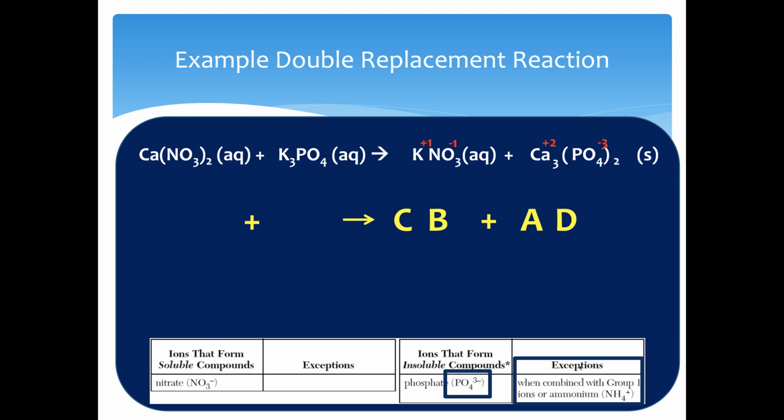Now let's balance. We have 3 calciums on the right, so we put 3 calciums on the left. We have 3 times 2 is 6 nitrates. We have 1 nitrate, so we put a 6 in front. We have 6 Ks on the left. We have 3 Ks on the right, so we put a 2 in front, so there's 6 Ks on both sides. We have 2 phosphates on the left. We already have 2 phosphates on the right. This is one seriously balanced double replacement reaction.